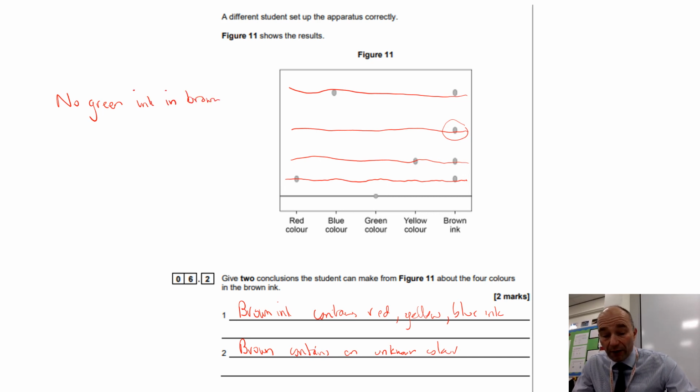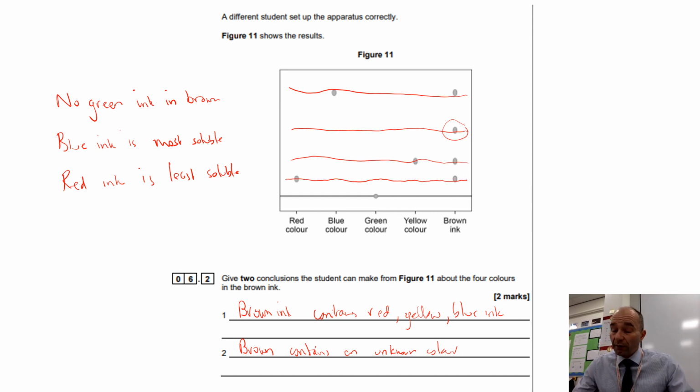You could also say that the blue ink is most soluble, because if you look at the chromatogram, it's risen quite a way to the top. And at the same time, you could say that the red ink is least soluble. So there's lots of possibilities that you could get there. You're only going to get a maximum of 2 marks, so you just need to give 2 conclusions.